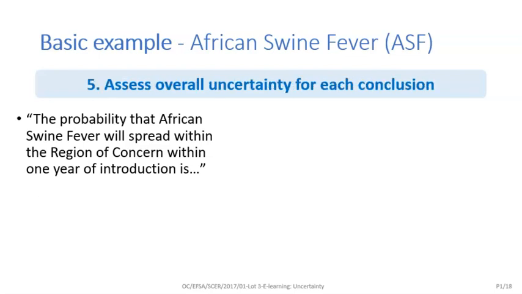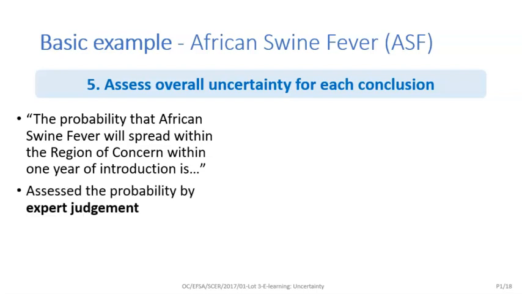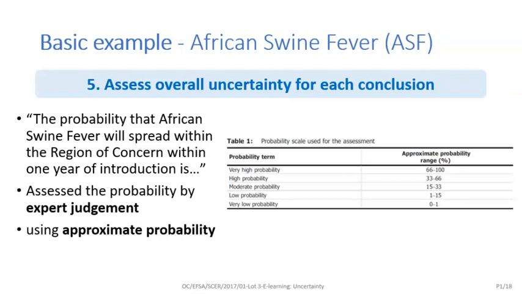The fifth and key step is to assess overall uncertainty for each conclusion. If the disease does enter the region of concern, then either it will spread within a year or it will not. So the probability assessed by the panel expresses their uncertainty about whether spread will occur. The panel assessed this by expert judgment using a scale of approximate probabilities.